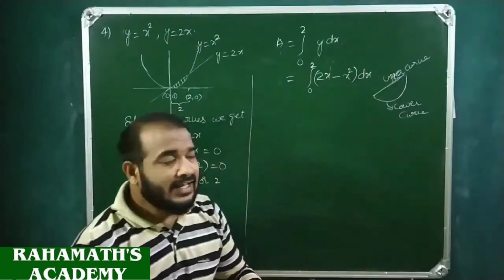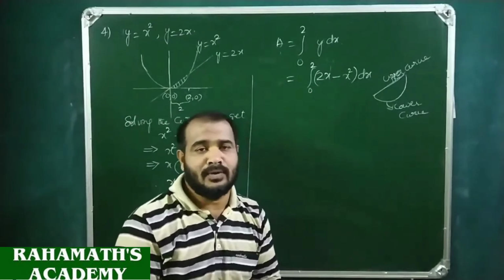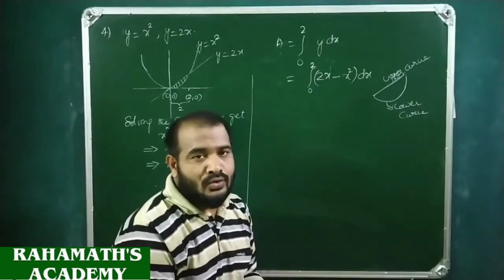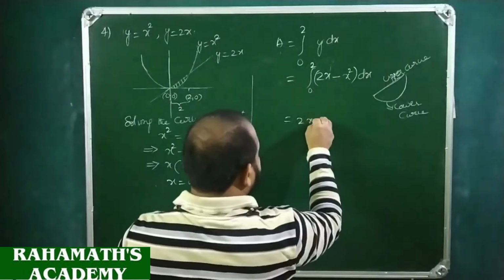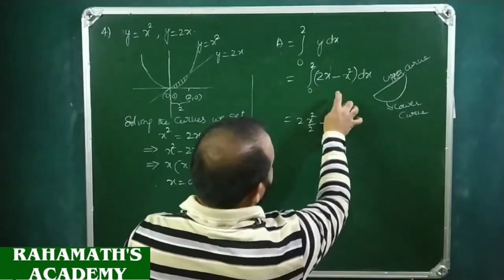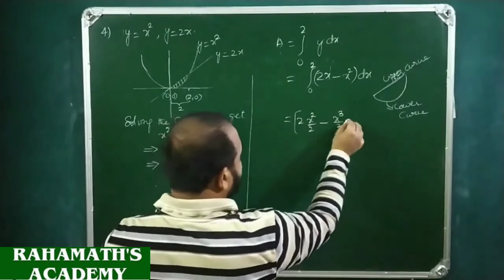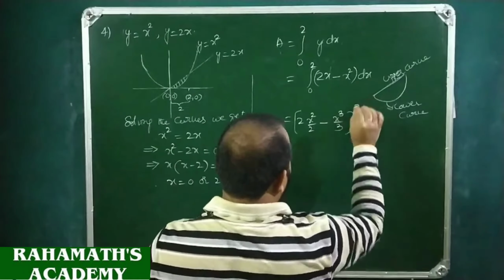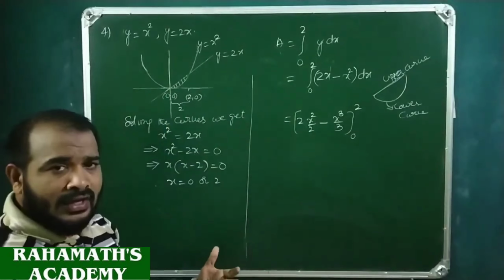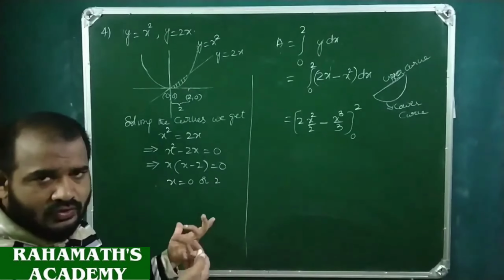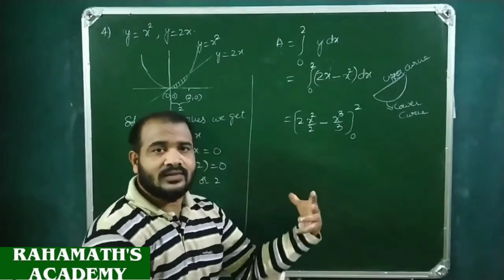If we have succeeded in getting up to this, then the rest of the process we very much know what to do. Simply integration. So 2 into the integral of x dx is x square by 2, minus the integral of x square dx, which is x cube by 3. So the process of integration is over. So 0 to 2 is to be written here. Since it is not symmetric about any axis, we need not multiply by 2 or 4. So whatever answer we get through this is the final answer.